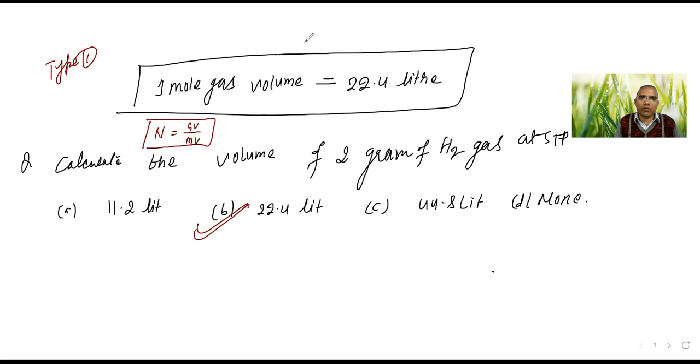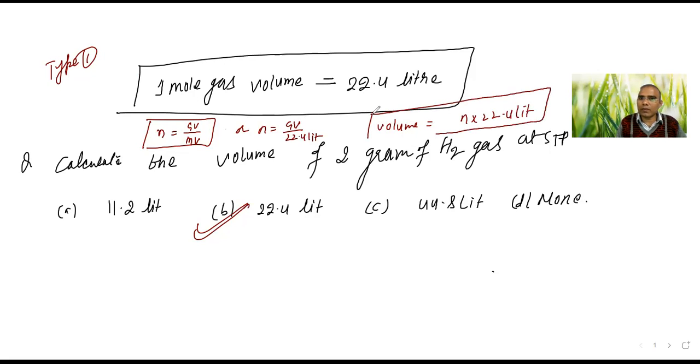This is the small n for gaseous. Small n is equal to given volume upon molar volume. Molar volume means 22.4 liter. So if someone is asking what is the volume, we can write n into 22.4 liter. Can you apply this formula? That is what you did. Firstly, you calculated the n value, given mass over molar mass, then 22.4. This is type 1.